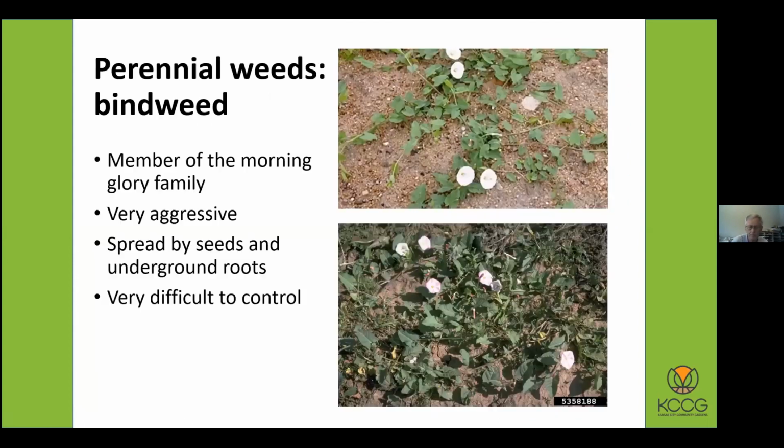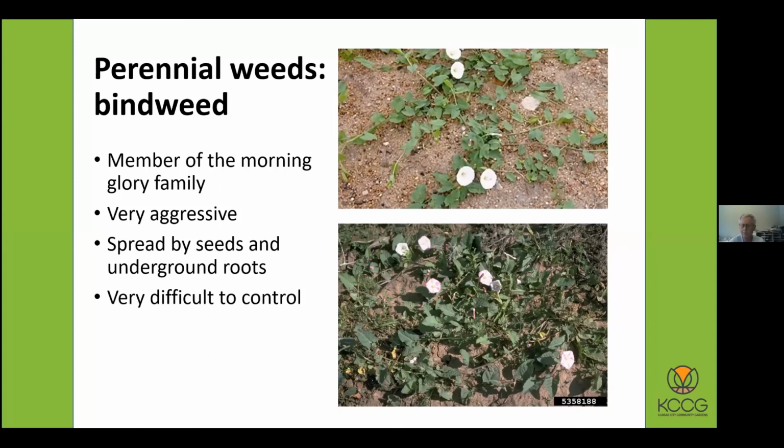The third member of this terrible 3 perennial weeds would be bindweed. It's a member of the morning glory family. In the morning, you'll see these little tiny white flowers about 1 inch in diameter. And you'll see that and you think, oh, this is a nice little ground cover. It's kind of pretty. Unfortunately, it's very aggressive and it's real difficult to control.